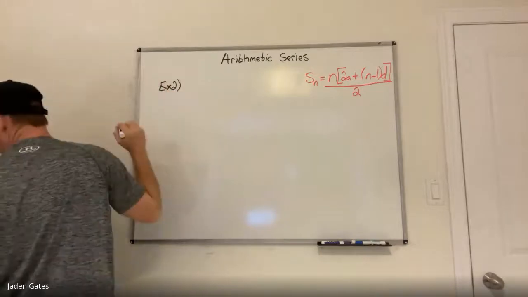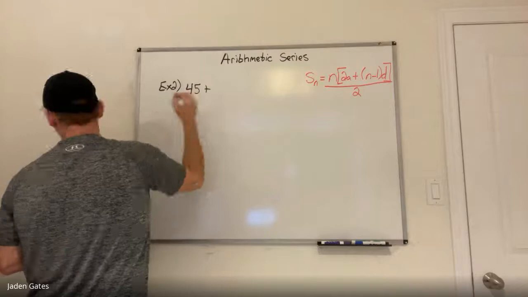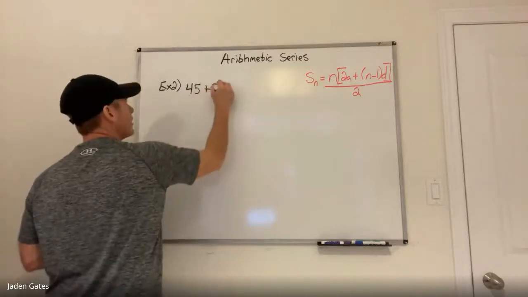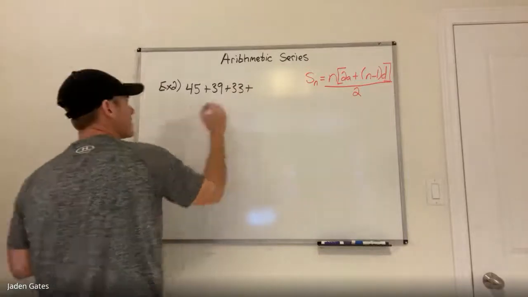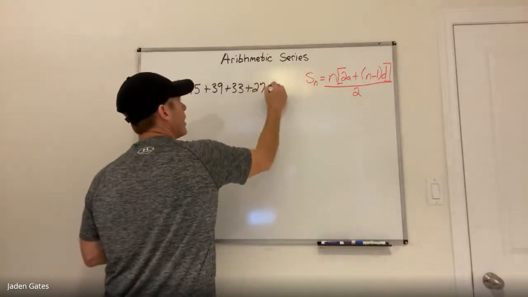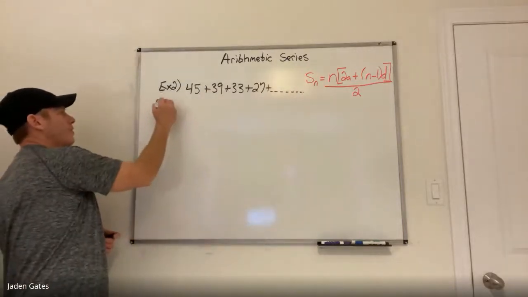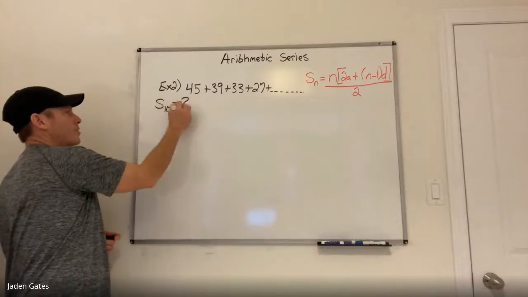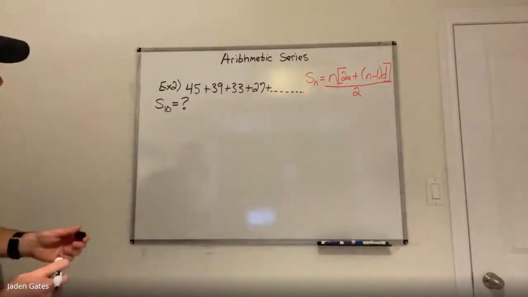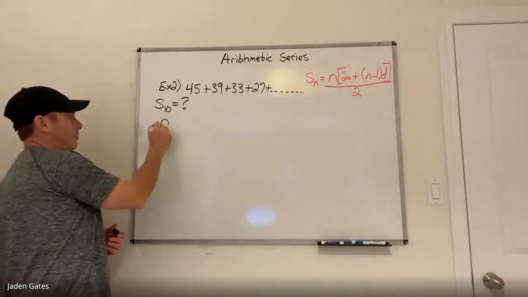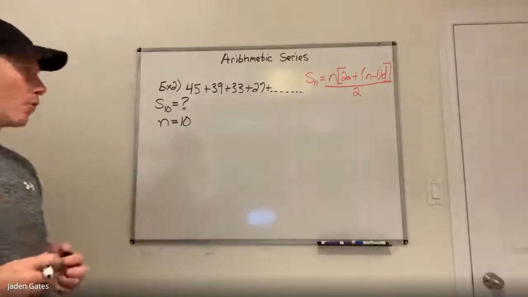We have a series, so again, that means we're adding these up here. So I have 45 plus 39 plus 33 plus 27 plus, keeps going. And this time we are looking for the sum, S of 10, which is the sum of the first 10 terms. All right, so we're looking at adding up the first 10 terms. So there's my n value. I want to add up a total of 10 terms.